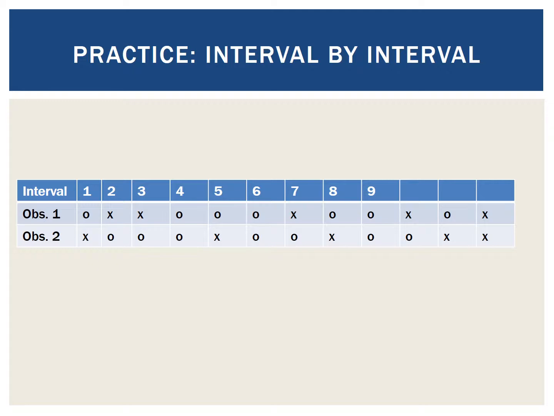So here's a little practice for you. Of these pairs of intervals, how many agreements do you see? I see 4 agreements. I see an agreement at interval 4, 6, 9, and what would be 12 if the numbering continued. So then of course you take the number of agreements, divide those by agreements plus disagreements, or total intervals. In this case we have 12, and times 100 would be percentage agreement.